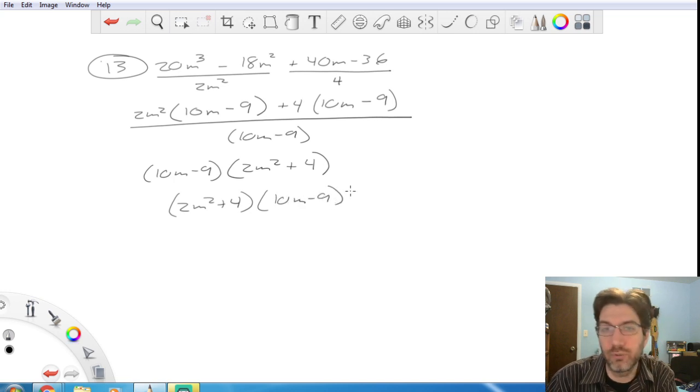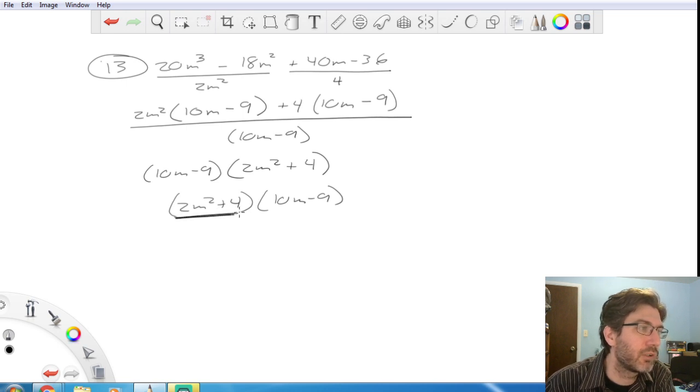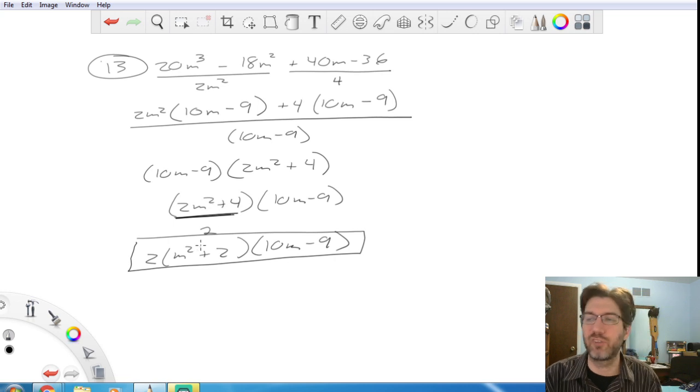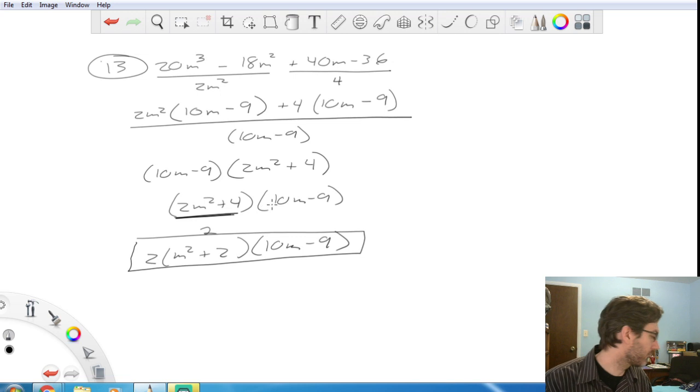What you should be doing is looking at that because you can factor something out of this term. So we're going to go ahead and factor something out of that term. I can divide that by 2 as well. So I'm going to come and put 2 out here. That leaves me with m squared. 2m squared divided by 2 gives me m squared, plus a 2, which is 4 divided by 2, times 10m minus 9. So this here is your answer. So just be careful. Factor out as much as you can. Double check your stuff. Make sure you're factoring everything out.